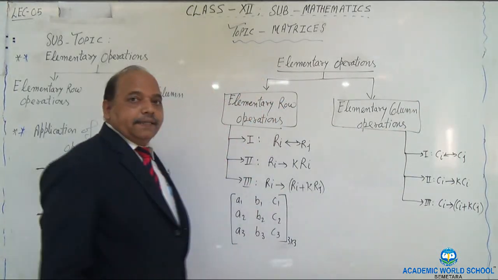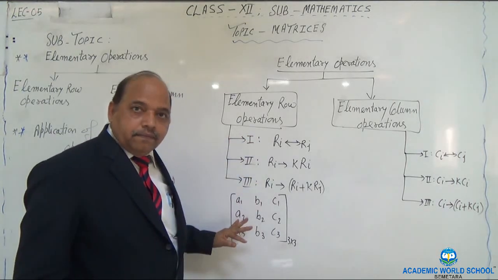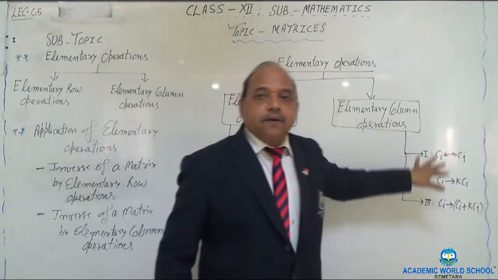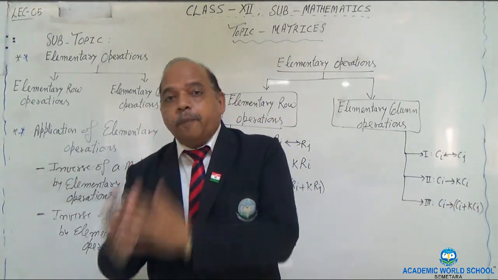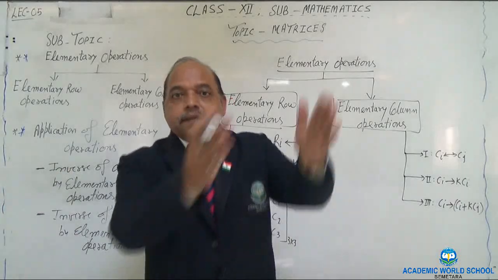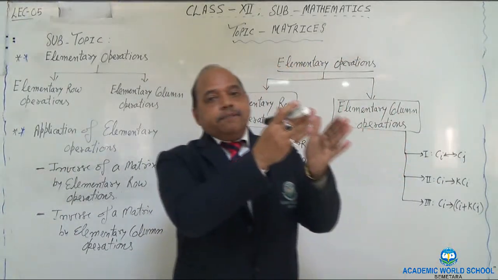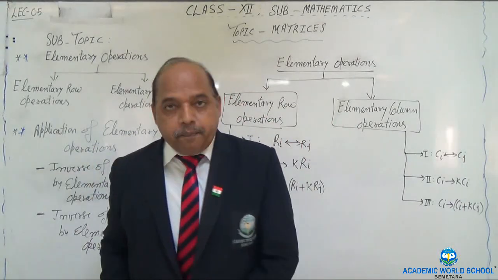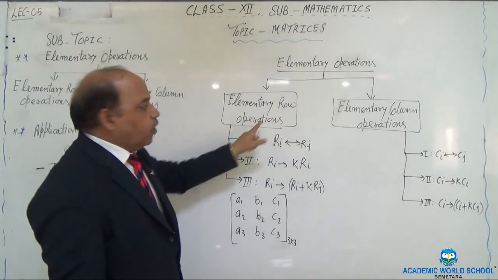So let's see that here. There are basically 3 row operations. Similarly, there are 3 column operations. So altogether there are 6 elementary operations. Out of 6, 3 are part of the set of row operations and the remaining 3 are part of column operations. So what are the 3 elementary row operations?